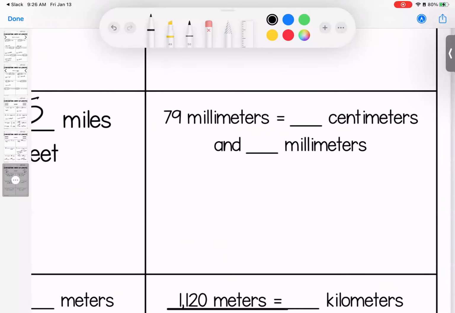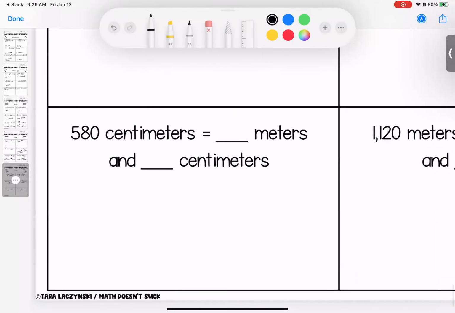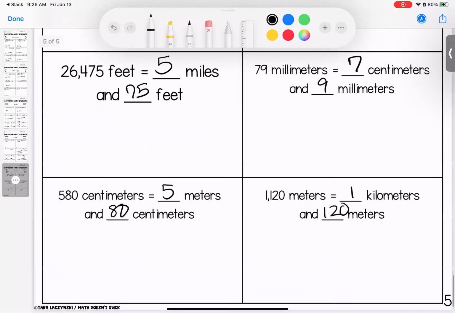79 millimeters is how many centimeters and millimeters left over. Every 10 millimeters is a centimeter, so we can pull out 7 centimeters and have 9 millimeters remaining. Down to our last 2, centimeters to meters with centimeters left over. We can do 100 centimeters is a meter, so we can pull out 5 meters and have 80 centimeters left. And then meters to kilometers, 1,000 meters is 1 kilometer, so we can pull out 1 kilometer and have 120 meters left.